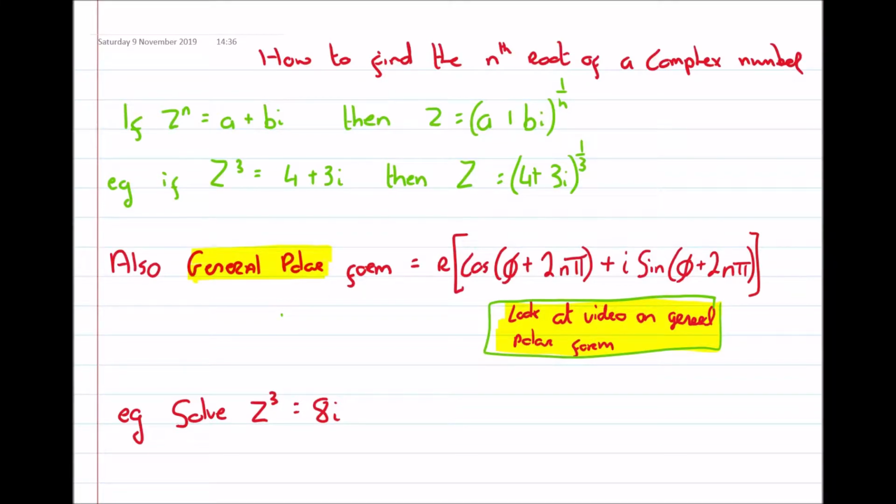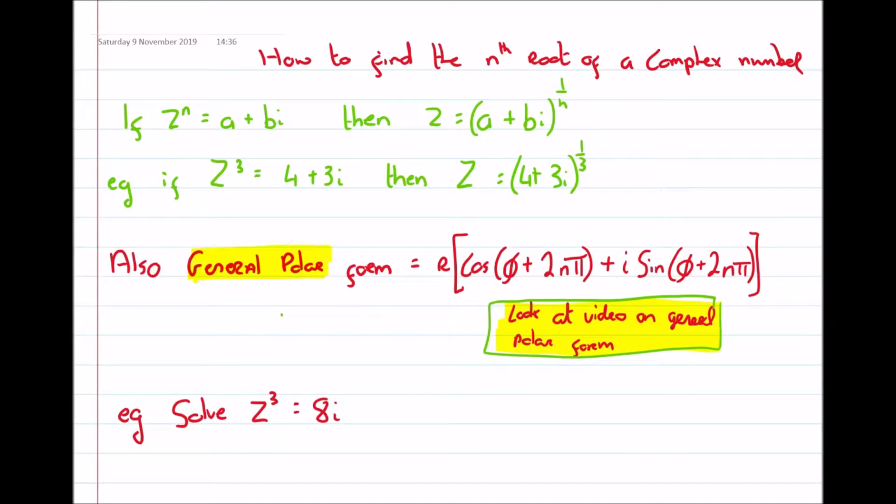Okay, so in this video we're going to look at how to find the nth root of a complex number. The first thing we're going to look at is in green at the top. It says if z to the power of n is a plus bi, then z equals a plus bi to the power of 1 over n. So what I mean by that is, if I have a complex number and it's, for example, cubed, and that complex number cubed is 4 plus 3i, well then the complex number z is 4 plus 3i to the power of 1/3.